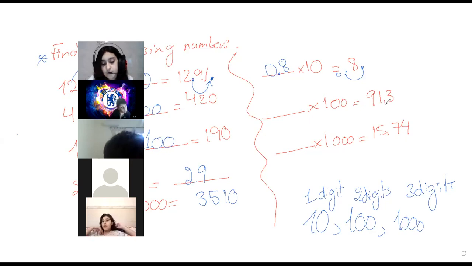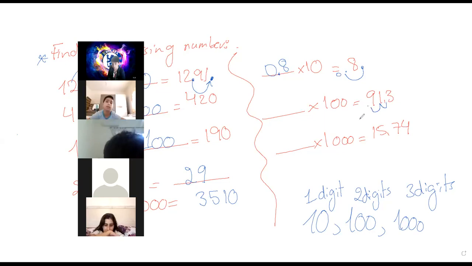How many digits? Two digits, bravo. Okay, move it two digits backward. One, two. So the answer will be 0.913. We fill the empty space with zero. 0.913. Okay. Thank you.